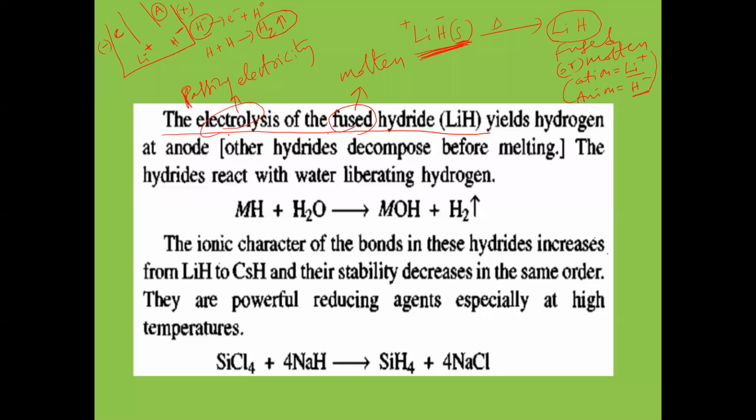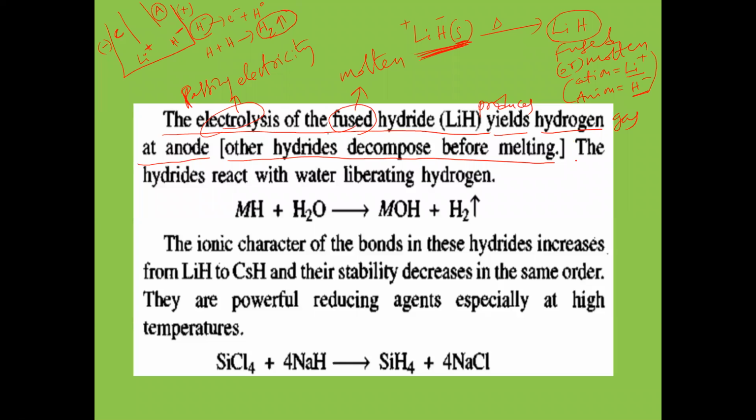See what they said here: the electrolysis of fused or molten lithium hydride yields, meaning produces, hydrogen gas at the anode. Other hydrides decompose before melting. When you try to melt the other hydrides, they decompose into metal and hydrogen before melting only. But lithium hydride will melt easily.